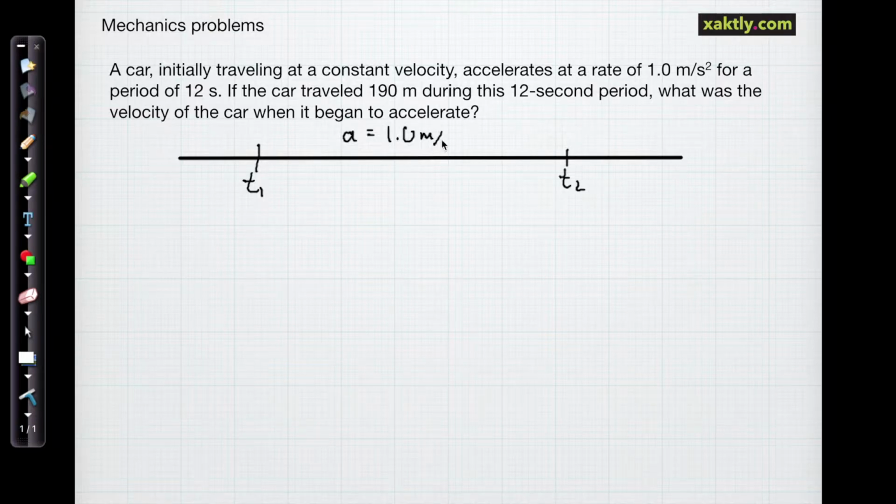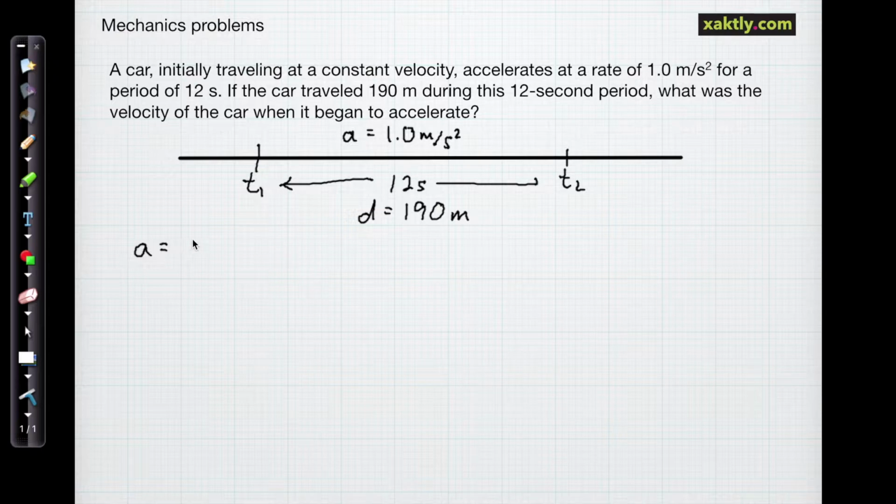Well, the thing that I like to do first is to draw a little timeline like this, and put on that timeline everything that we know. We know the acceleration, we know the time, and we know the distance that the car went during that time. Okay, now all of our information is well organized and ready for us to use.